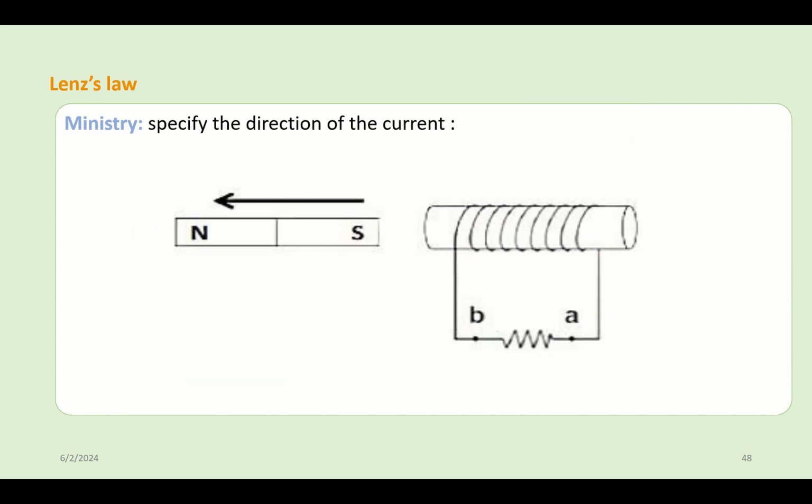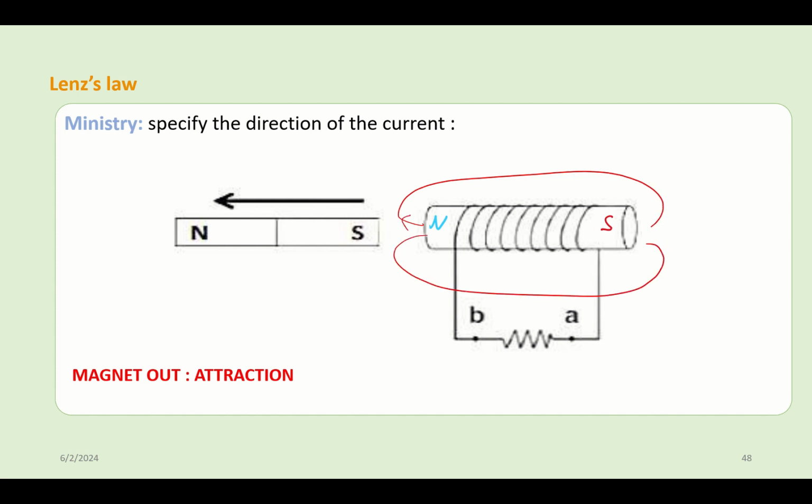Here, magnet out, we have attraction. What attracts south? Well, north attracts south. So we'll have north pole on the nearest side and a south pole on the far side. So the magnetic field will be in the same direction as the original one. See, this is the direction of the induced, and this is the direction of the original one. They are in the same direction, out of north into south.